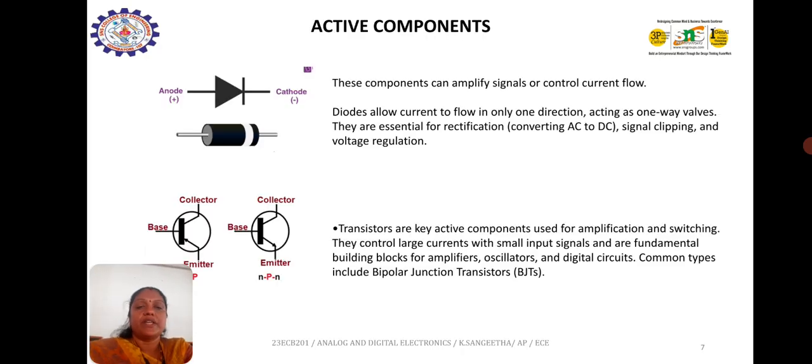So this is the assessment time. My first question is, what is the use of a capacitor? And my second question is, tell me any two differences between analog and digital electronics, and list two active components and passive components. You can submit your answer in the next class.